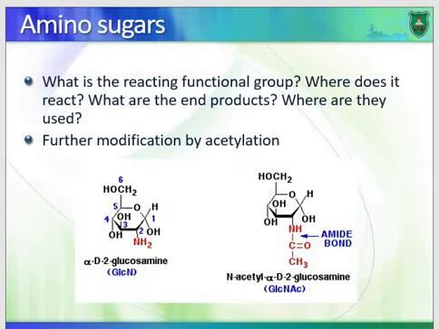Another example is amino sugars, these modifications and replacements. For example, this glucose, and it can be galactose as well, where carbon number 2 gets modified and the OH group is removed and replaced by an amino group.